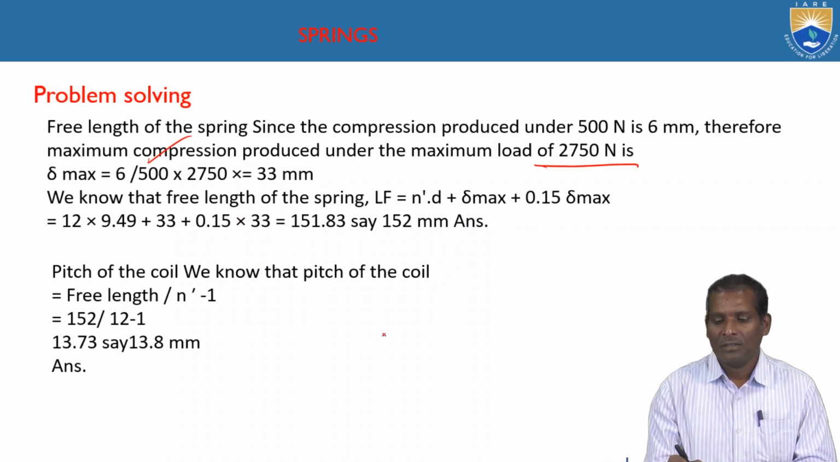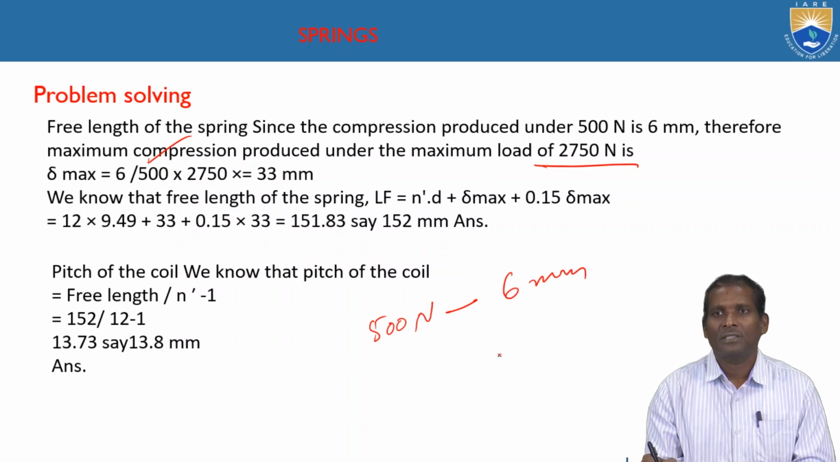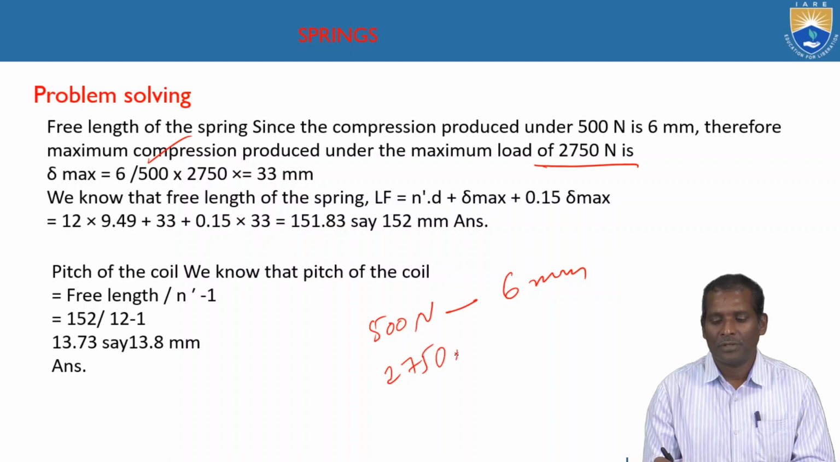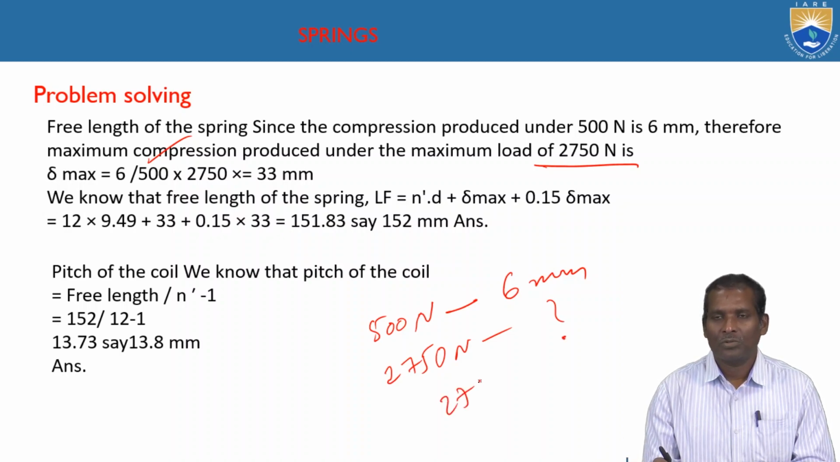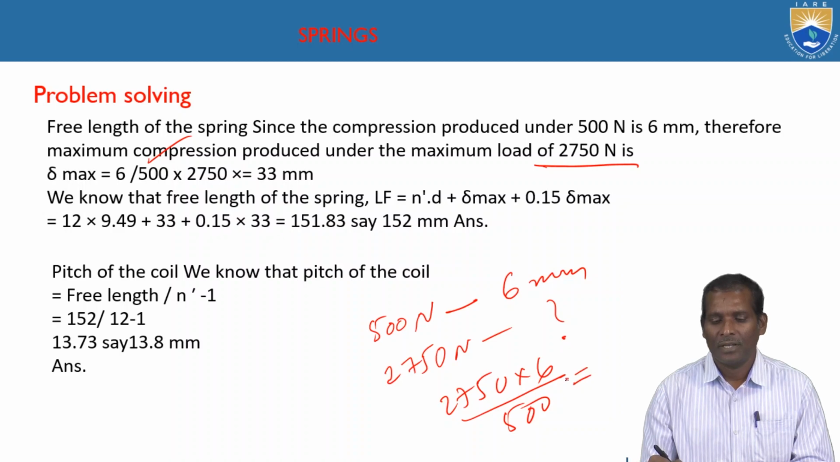Here we calculated for 500 newtons the deflection, which is 6 mm. For the maximum load, that is 2750 newtons, what is the deflection under the maximum load? So 2750 multiplied by 6 divided by 500. So we will get 33 mm.